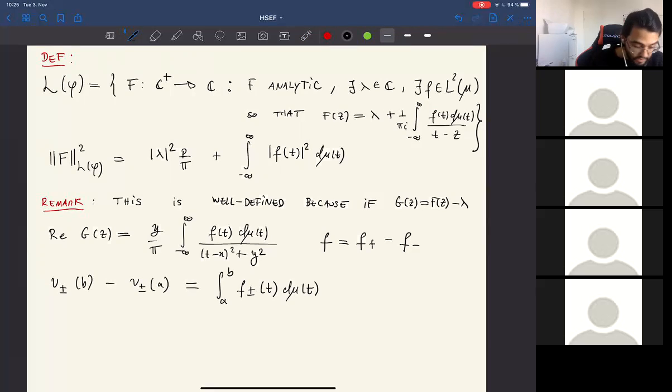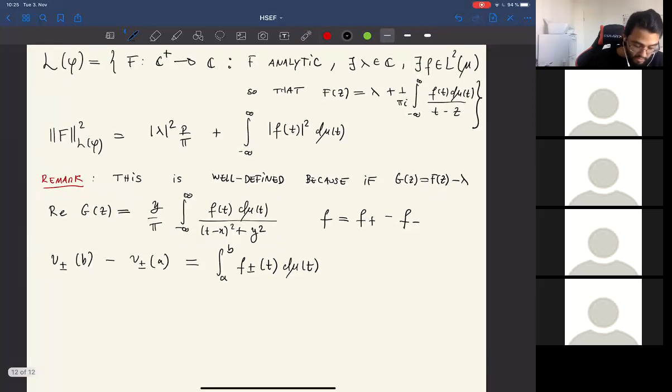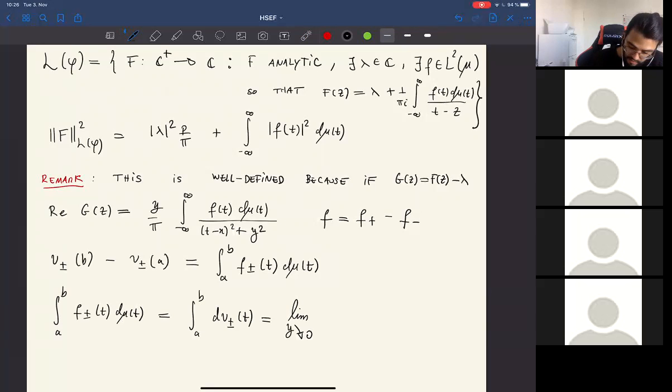Okay. And then we know by theorem 3, which is the Poisson representation theorem, that the integral from a to b of f plus or minus t d mu of t, which is simply just the integral from a to b of d nu plus or minus t, is the limit when y goes to 0 of the integral from a to b of the real part of the function defined by f plus times the measure and f minus times the measure, which would be this guy here. This is supposed to be dx.